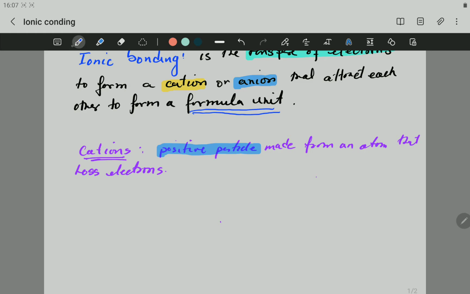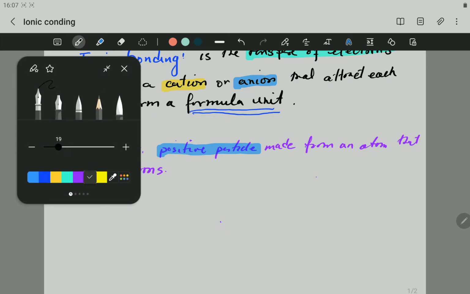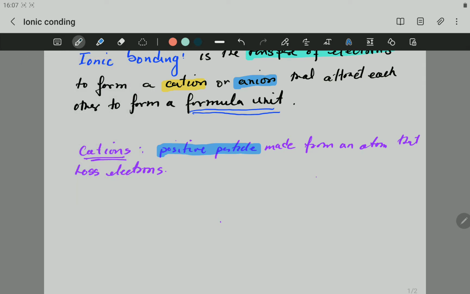So when atoms lose electrons, they give electrons away, they become a cation. A cation has this specific form. Let's see one example. Example, Na+. That is an example of a cation. Another example can be Mg2+. Another example could be Al3+. Okay, these are different examples of cations.